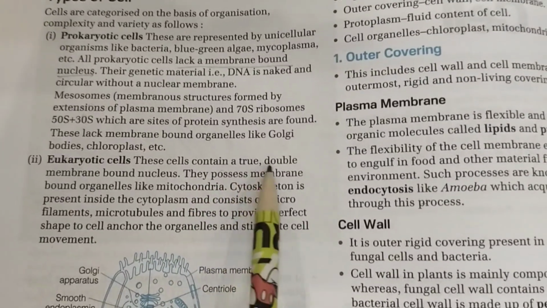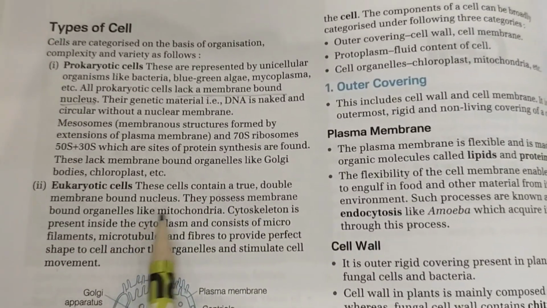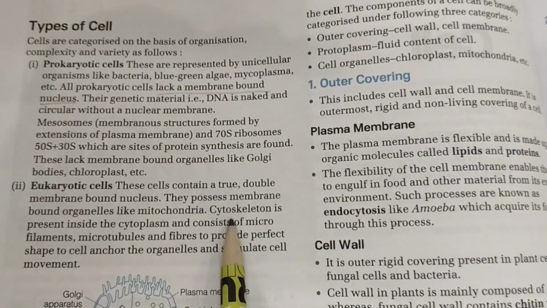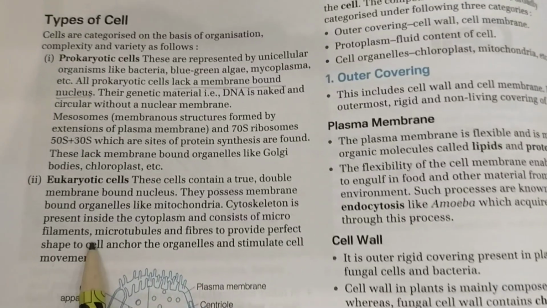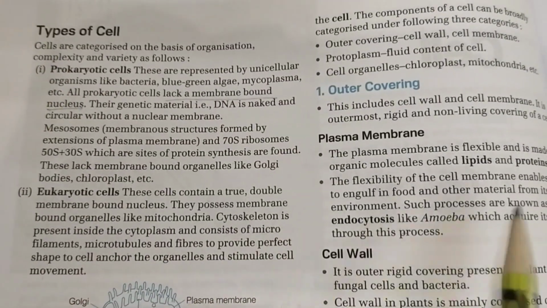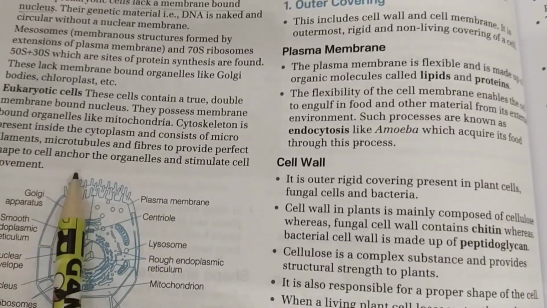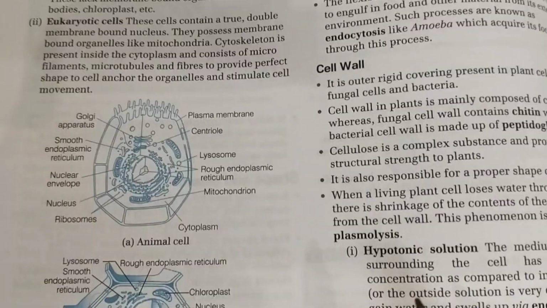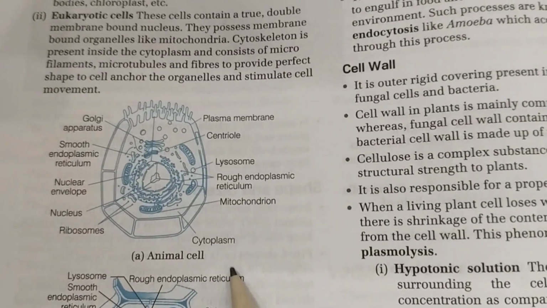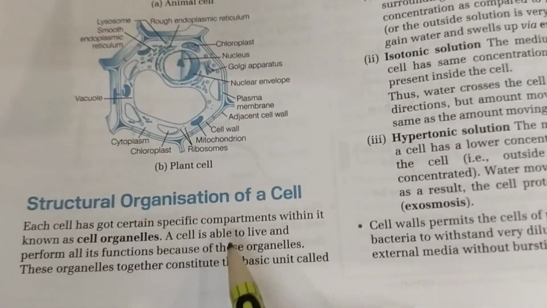Next is the eukaryotic cell. These cells contain a true double membrane-bound nucleus. They possess membrane-bound organelles like mitochondria. Cytoskeleton is present inside the cytoplasm and consists of microfilaments, microtubules and fibers to provide perfect shape to the cell. It also anchors the organelles and stimulates cell movement. So you can have a look at this diagram. This is the animal cell and this is the plant cell, right?